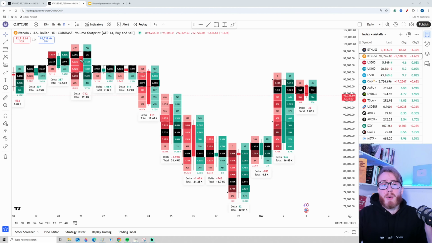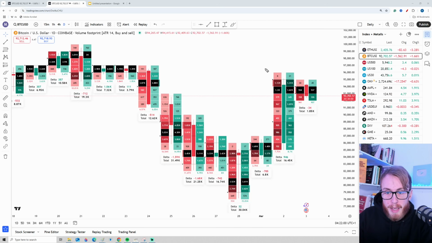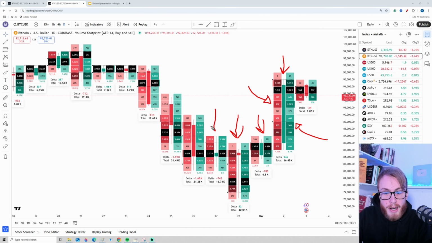But alright, so now then, what does the volume footprint chart actually measure and how do we read it? In very simple terms, the volume footprint simply measures buying and selling volume. For each candle, for example this massive green candle right here, we have a red bar to the left and a green bar to the right. So for every single candle on this chart, we have both a red bar and a green bar. The green bar is measuring buying volume and the red bar is measuring selling volume.